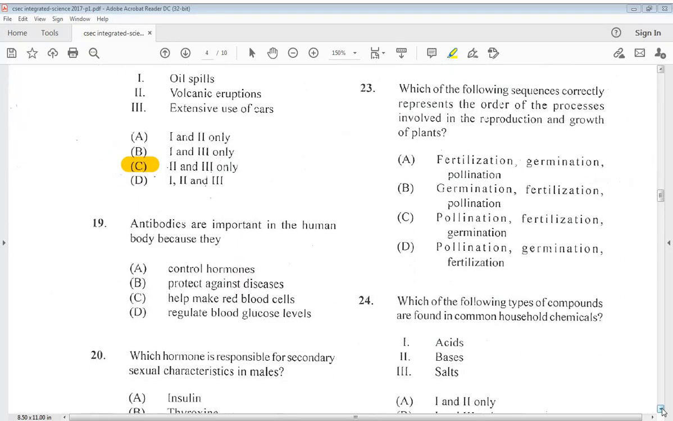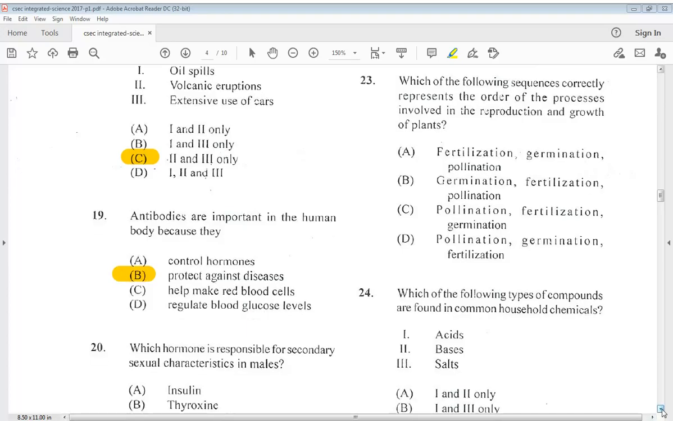Let's go to 19. Antibodies are important in the human body because they A. Control hormones, B. Protect against diseases, C. Help make red blood cells, D. Regulate blood glucose levels. So we know antibodies, they are important in the body because they protect against diseases.